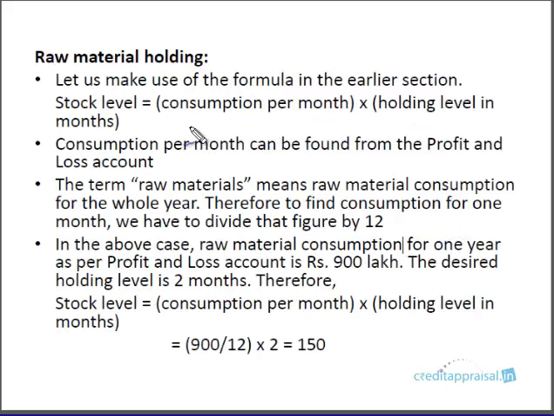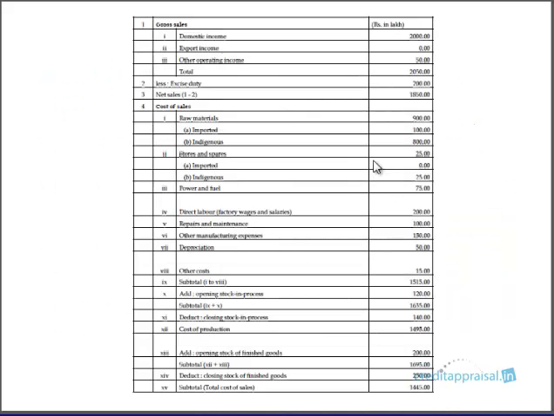Let us start with raw material. For raw material, we said the stock level is consumption per month into holding level per month. This figure we already assumed as 2 months. This is the assumption. Consumption per month can be found from the P&L account. The P&L account is going to give you the consumption for the entire year.